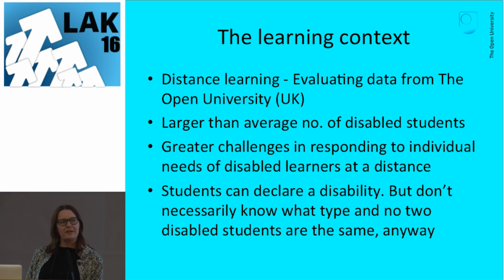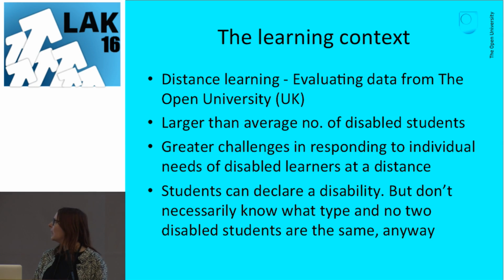So I think the context has been mentioned. We're talking about the Open University and distance education and the fact that we have a larger than average number of disabled students there. A general thing around distance learning is that the tutor doesn't get to see students face to face, and that can mean it's hard to spot people that are struggling. And of course this is true of spotting people that are struggling due to accessibility issues.